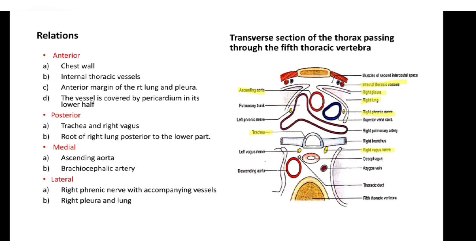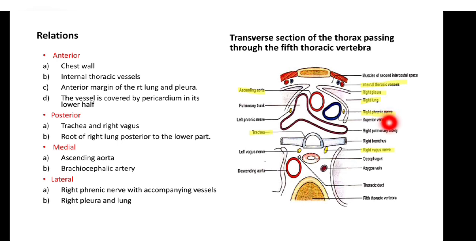Relations of superior vena cava. Anteriorly: chest wall, internal thoracic vessels, anterior margin of right pleura and lung, and this vessel is covered by pericardium anteriorly in its lower half. Posteriorly: trachea, right vagus, root of right lung; posterior to the lower part, medially: ascending aorta and brachiocephalic artery; and laterally: phrenic nerve with vessels. This is the right phrenic nerve and right pleura and lung.